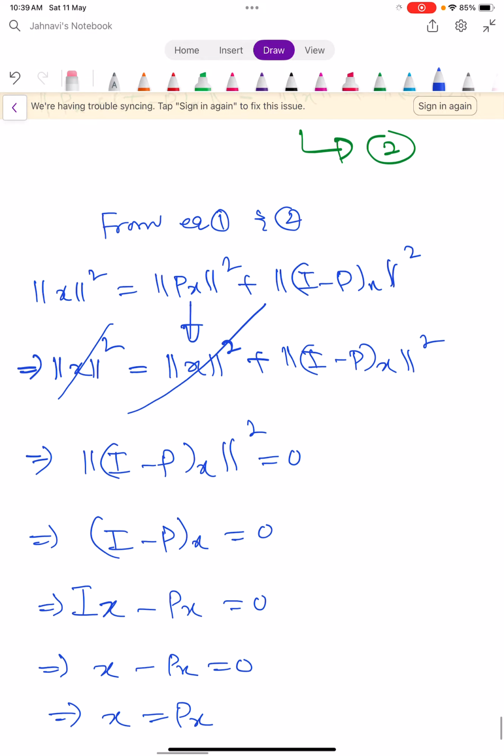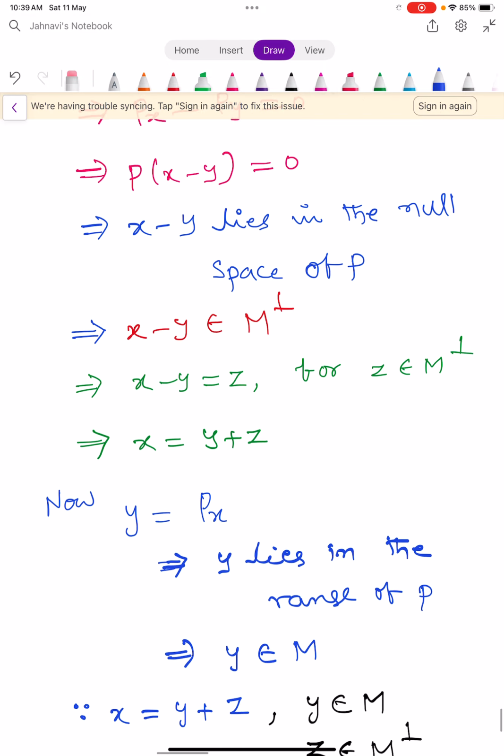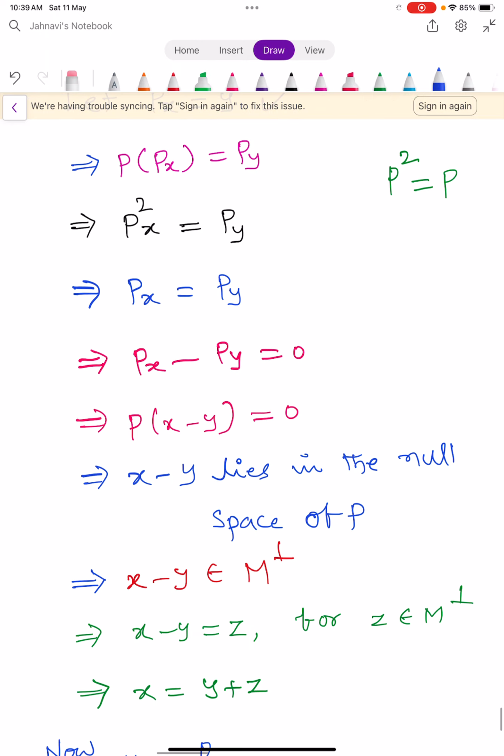Observe that this is one of the important properties of a projection on a Hilbert space.